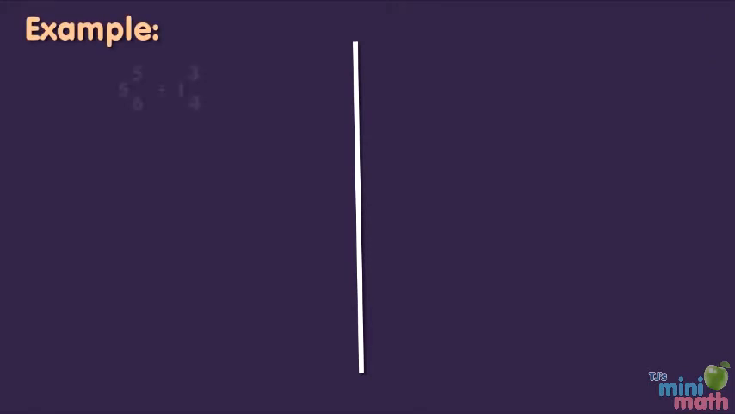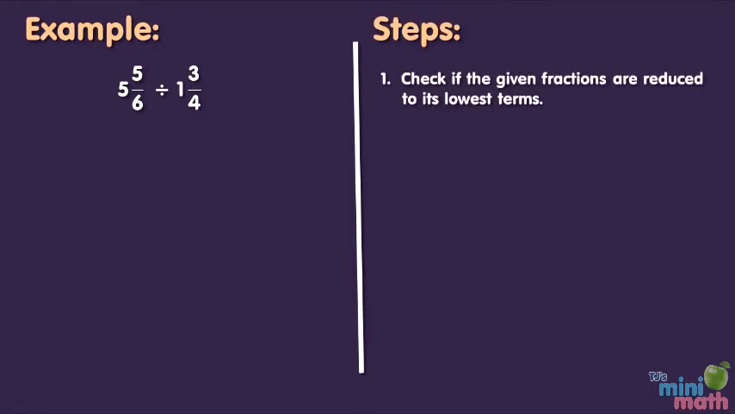Okay, next example, we have 5 and 5/6 divided by 1 and 3/4. So both fractions are not yet in its lowest term, so we are going to convert them first into improper fractions. So 5 and 5/6, if converted into improper fraction, that is 35/6. And 1 and 3/4, if converted to improper fraction, that is 7/4. Okay, we are done with step 1.